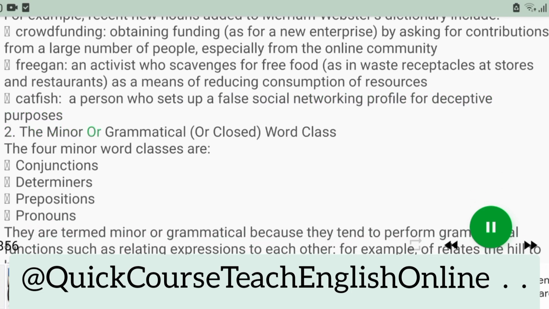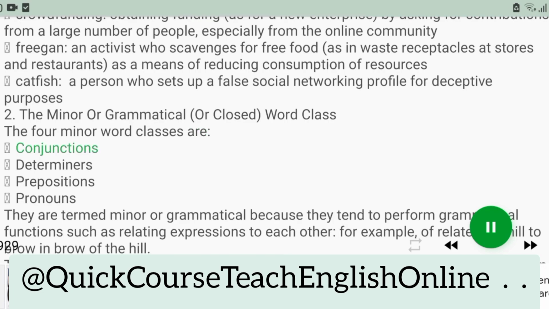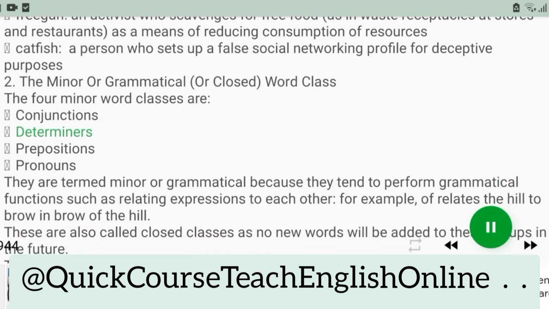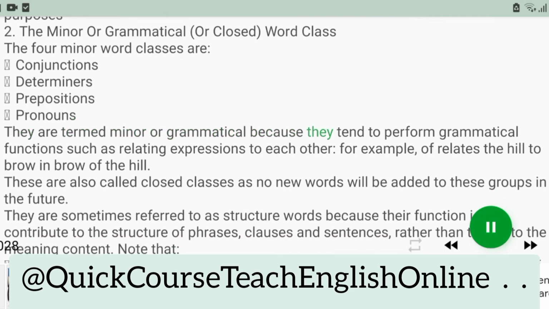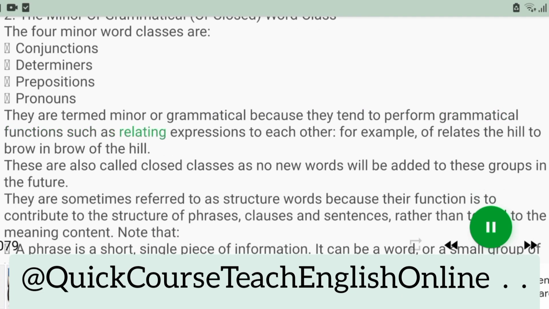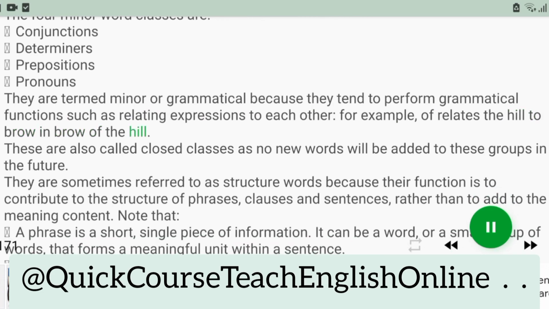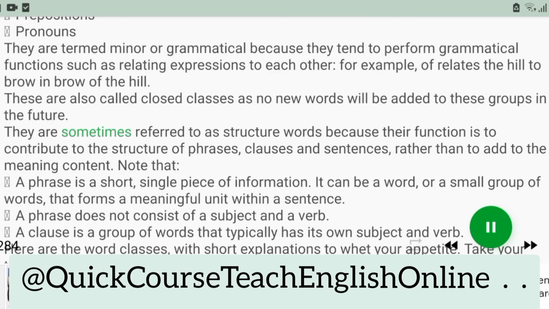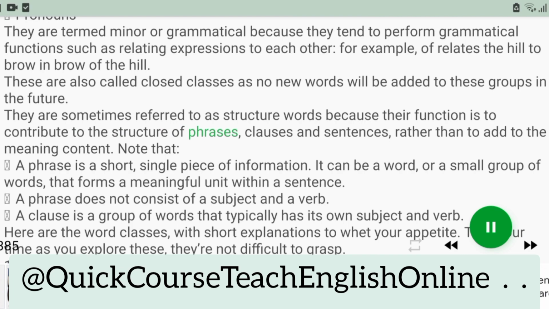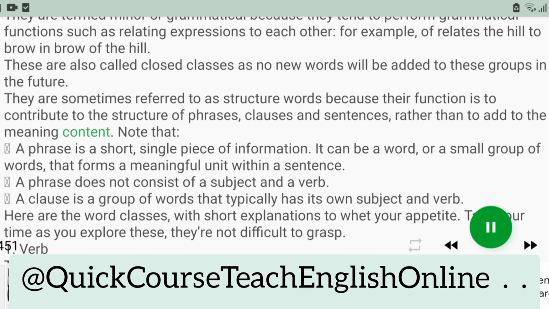2. The minor or grammatical or closed word class. The 4 minor word classes are conjunctions, determiners, prepositions, pronouns. They are termed minor or grammatical because they tend to perform grammatical functions such as relating expressions to each other. For example, of relates the hill to brow in brow of the hill. These are also called closed classes as no new words will be added to these groups in the future. They are sometimes referred to as structure words because their function is to contribute to the structure of phrases, clauses and sentences, rather than to add to the meaning content.